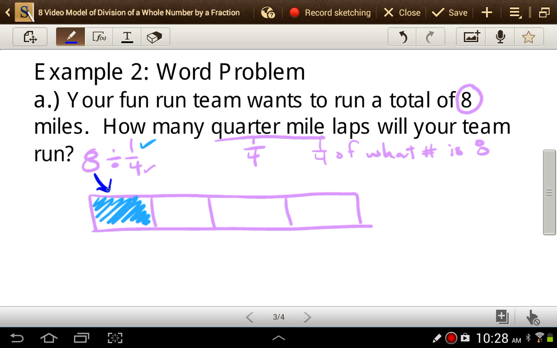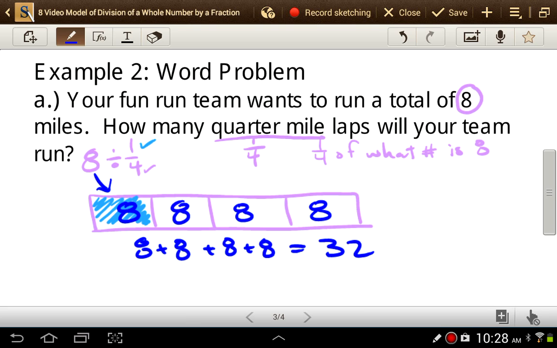And then finally, I'm going to distribute the 8 evenly into my shaded sections. Well, I have an 8. I only have 1 section. That means that 1 section is 8. It's all of them. And I continue the 8s for the remaining sections. And to get my answer, I add them up. 8 plus 8 plus 8 plus 8 equals 32. This is a word problem. How many quarter-mile laps will your team run? 32 laps. That's how many you'll run.